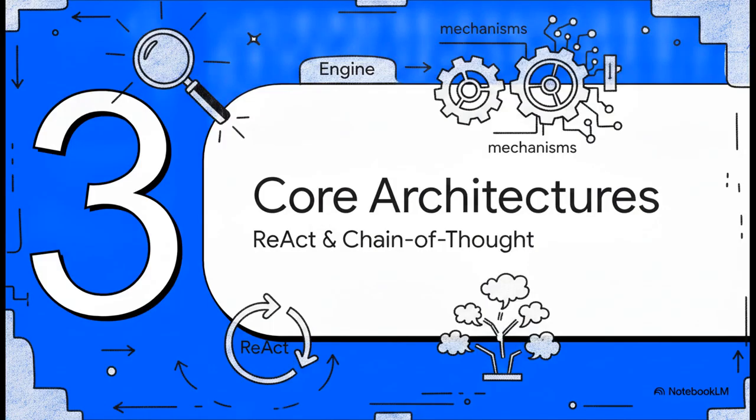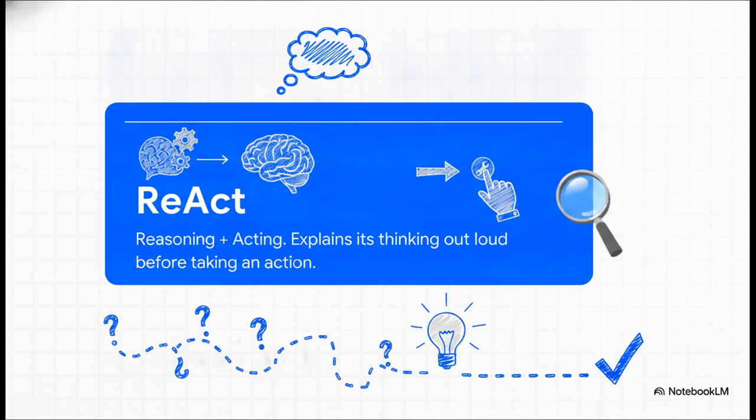Section 3, core architectures, specifically React and chain of thought. Let's zoom in on how these agents actually think. First up is React, which stands for reasoning plus acting. This is a massively influential design pattern right now. The whole idea is that the agent explicitly explains its thinking out loud before it takes any action at all. By forcing the AI to basically generate a text explanation of its plan before pulling the trigger on a tool, it significantly improves decision-making and drastically reduces mistakes.